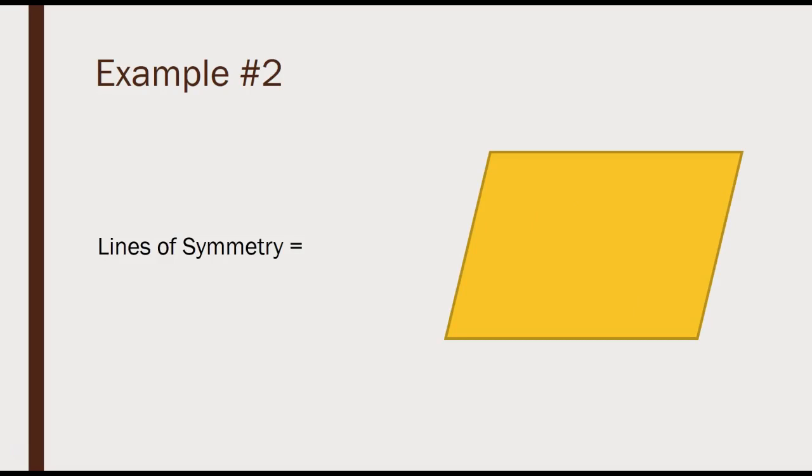As we take a look at this one, I definitely see that there are relationships here, but I cannot find any type of fold line. So I would say that this has no lines of symmetry, or it has no reflective symmetry. I see it has rotational symmetry, but not reflective.